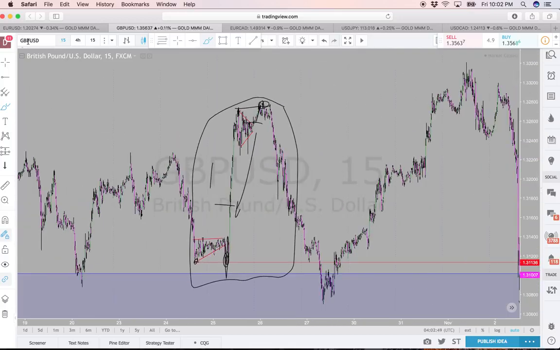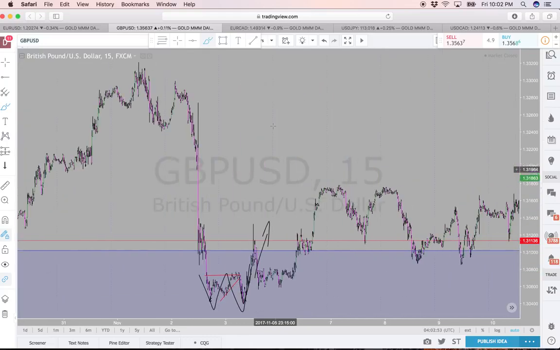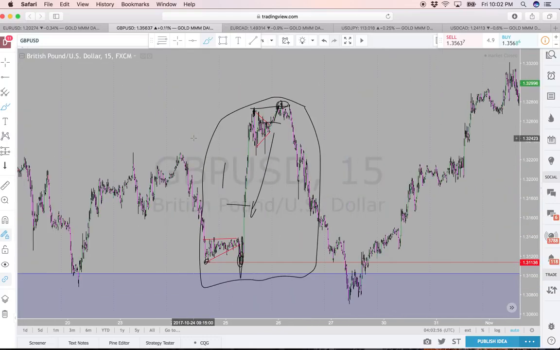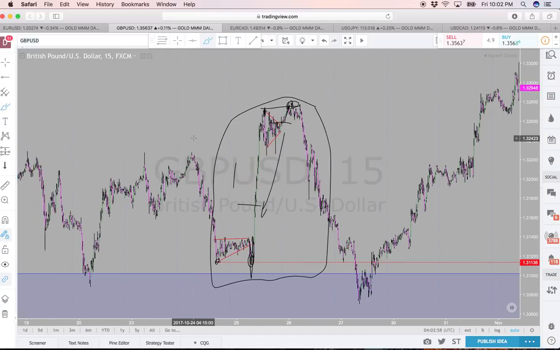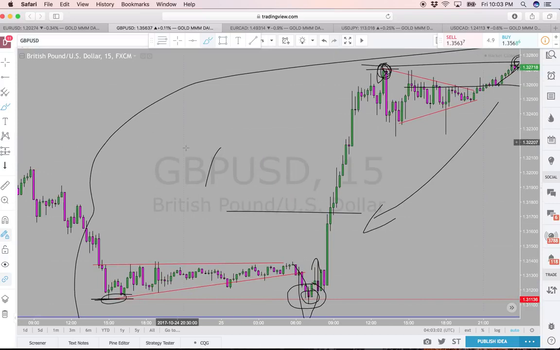So here we can see, back to back, it plays out quite a lot. And this is just one pair, GBP US dollar. We can find it on lots of different pairs. Now, the take profit levels. What I like to do is, once I'm in about 30 to 50 pips of profit, I will put my stop loss to break even or at 10 pips of profit.